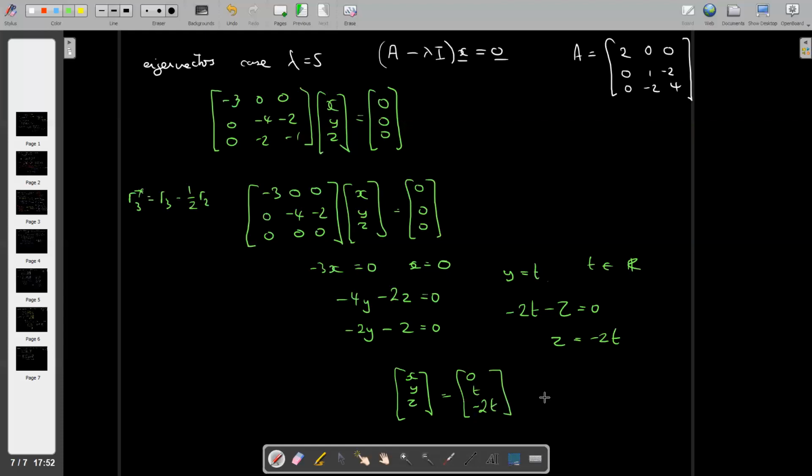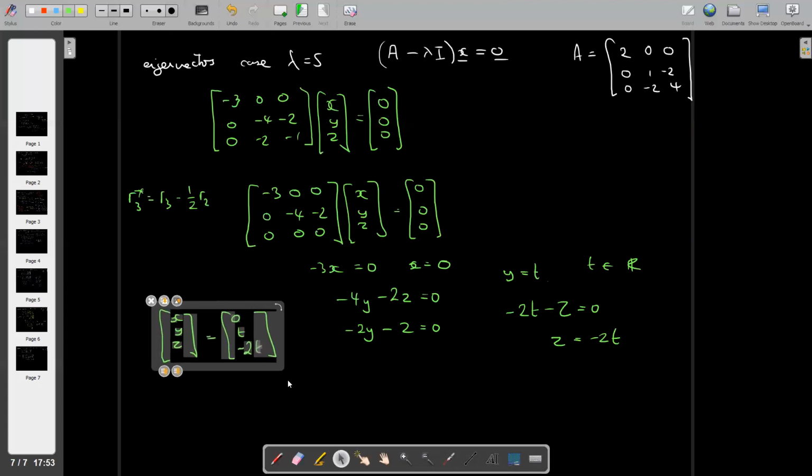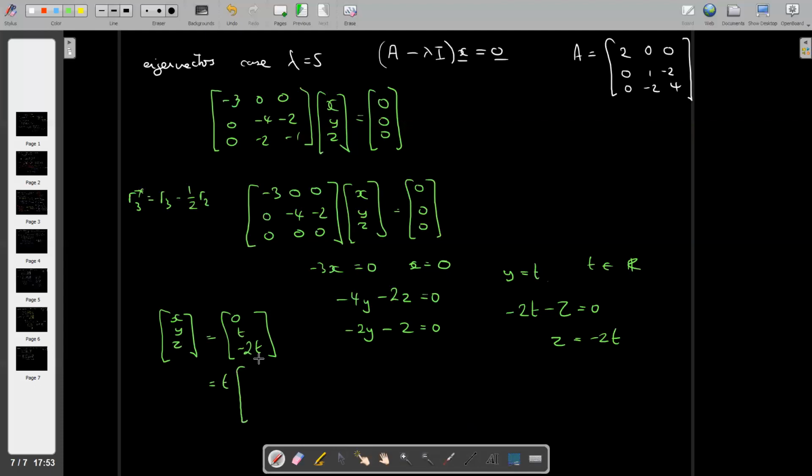But now I can factor this out to be the same thing as t times (0, 1, negative 2). And so we found our final eigenvector. So an eigenvector of (0, 1, negative 2). Okay, so we've kind of got all the information now, just need to piece it all together.